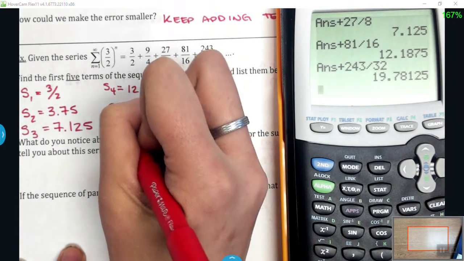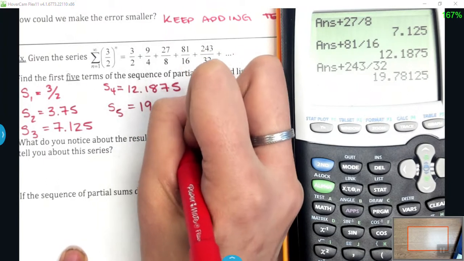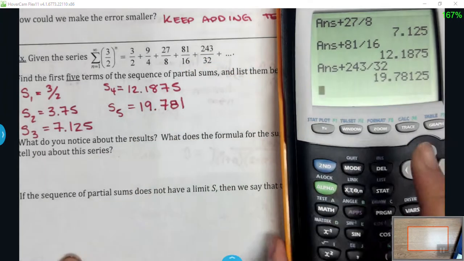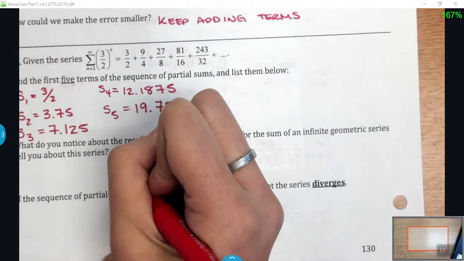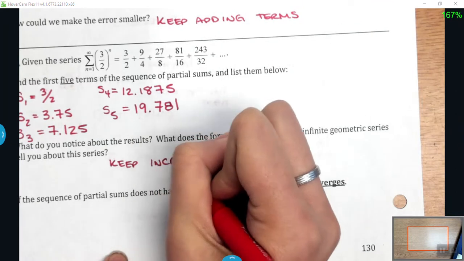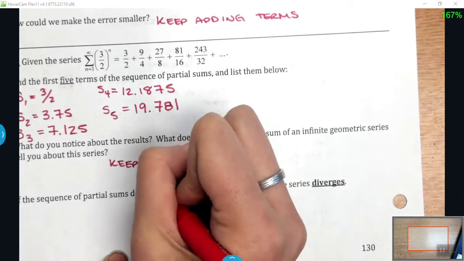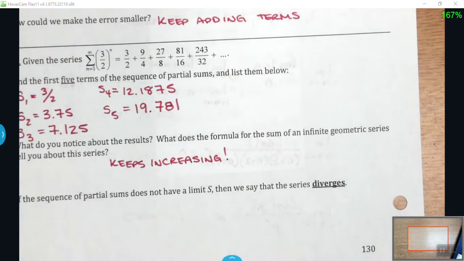Oh geez, we are increasing without bound. That's ridiculous. What do you notice about the results? Diverges. It keeps increasing!